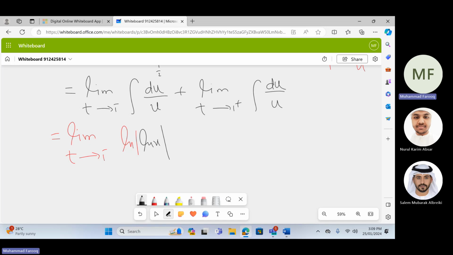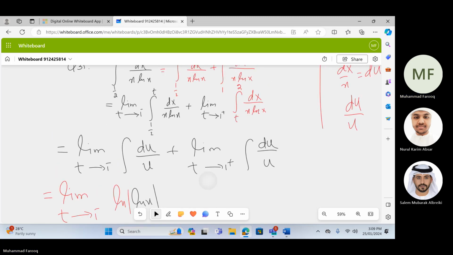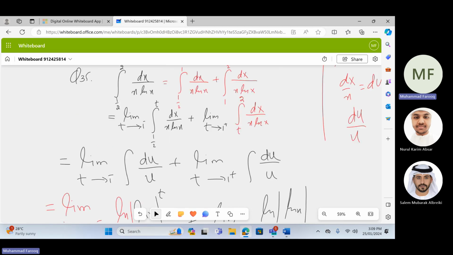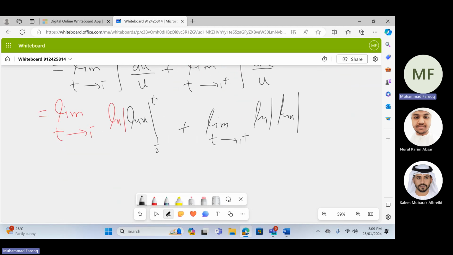Just wait. What are the limits, please? From half to t. And from one to 2. So, half to t, plus limit t approaches one from the right side again, ln absolute value of ln x, and this limit is from t to 2. Good. So we have to substitute the upper limit in the answer minus the lower limit in the answer.